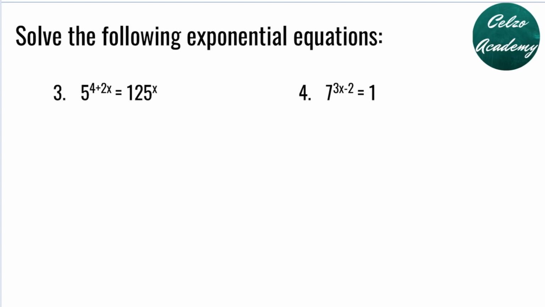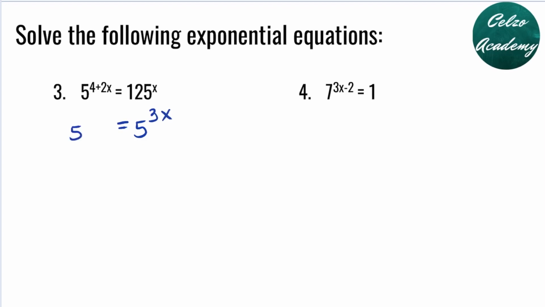Question number 3. 5 to the power of 4 plus 2x is equal to 125 to the power of x. For this question, we will use base of 5. 125 is the same thing as 5 to the 3rd power, and I will copy the x. I will just write down 5 to the power of 4 plus 2x. Now we can set up an equation for the exponents. 4 plus 2x is equal to 3x.